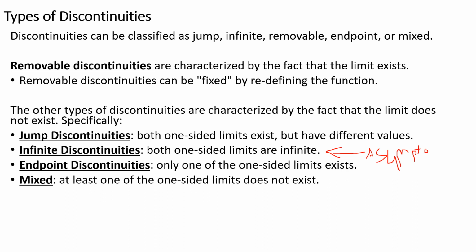A-S-Y-M-P-T-O-T-E. My writing is just terrible on this, and I apologize. Oh, now I'm making it worse. I was erasing. So, that is an asymptote. Endpoint discontinuities: only one side exists, but not the other, because we have a line that does this, and there's nothing on the other end. So that is endpoint discontinuity.